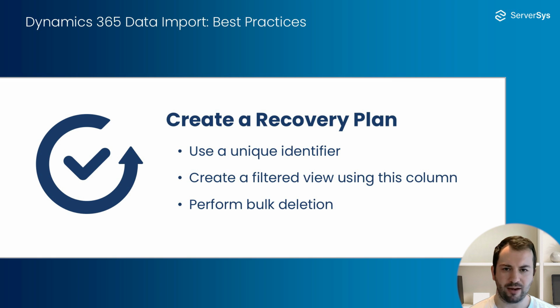Having a recovery plan is also crucial. If an import doesn't go to plan, you'll want a fast way to roll this back. This is where that unique identifier column helps. You can quickly filter records by the ID and then perform a bulk delete.